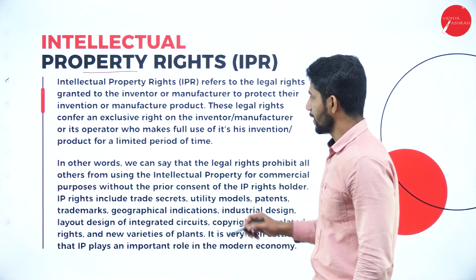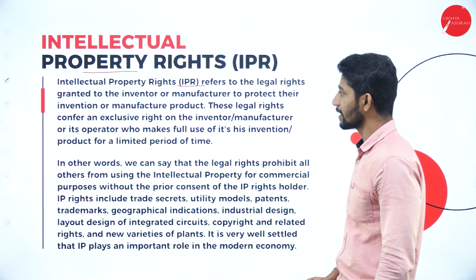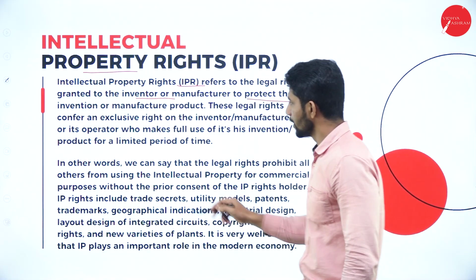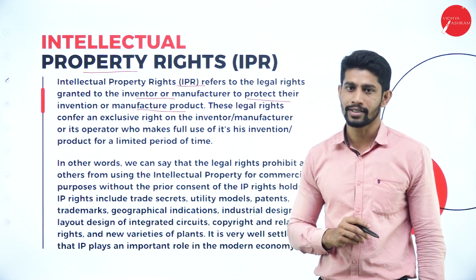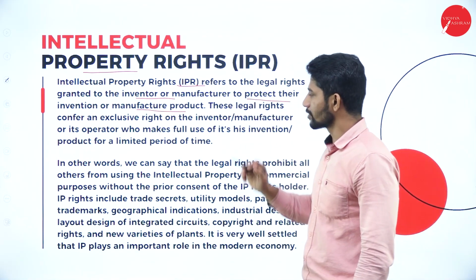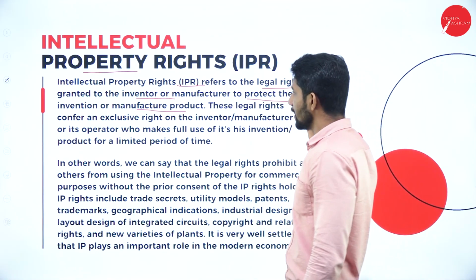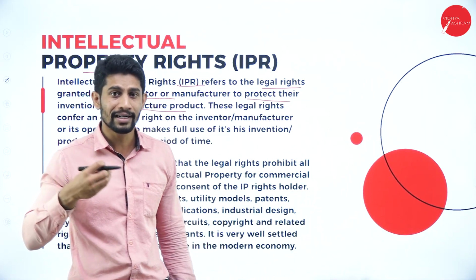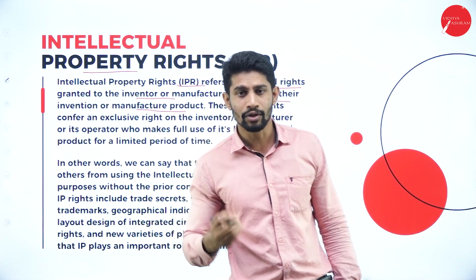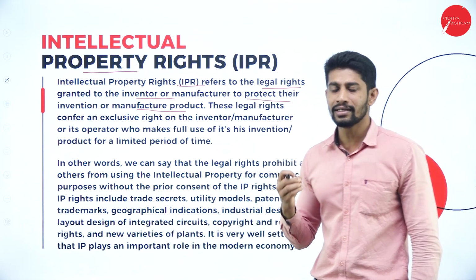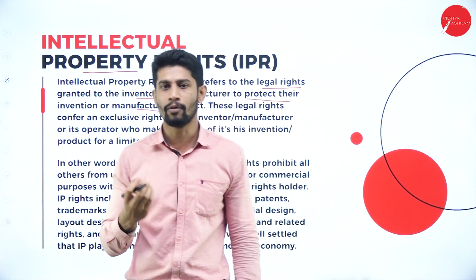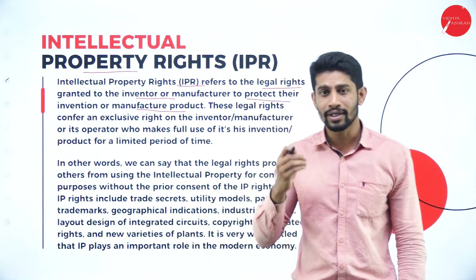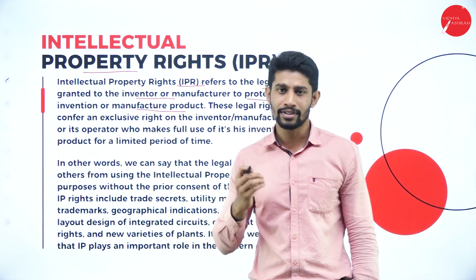So intellectual property rights, in short IPR, refers to the legal rights granted to the inventor or manufacturer to protect their inventions or manufactured products. Yes, it clearly says that intellectual property rights refer to the legal right granted to the inventor. That means if you are inventing something, if you are finding out anything new, they are going to give you the legal right. For example, if you are inventing a new mobile phone, then you can get the intellectual property right. You can get the legal right so that others can't copy that same featured mobile phone.